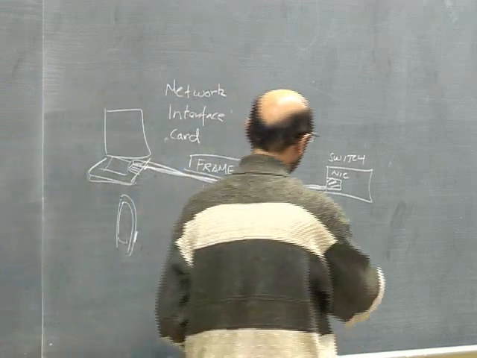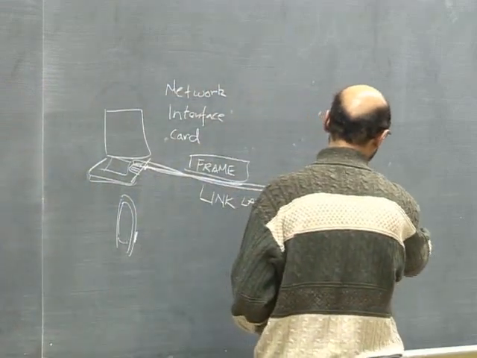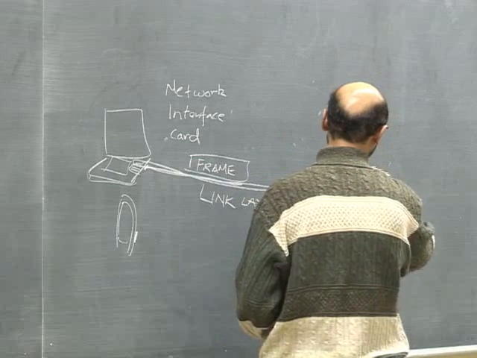Now, the switch, in turn, will have multiple NICs, one per port. So if it has four ports, it will have one per port.